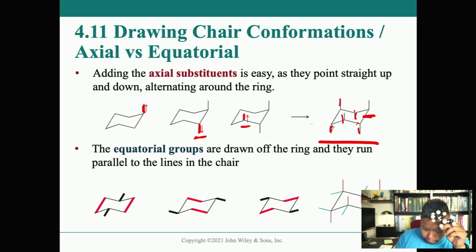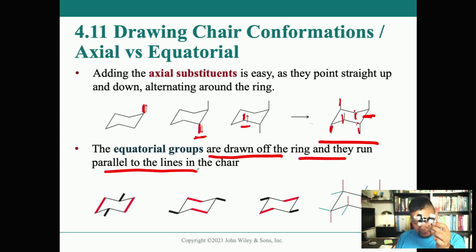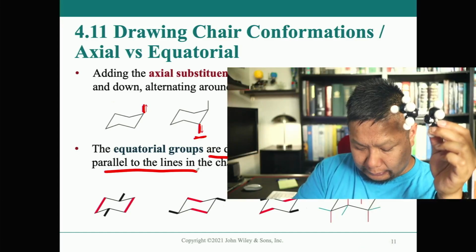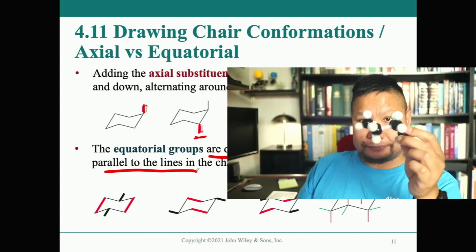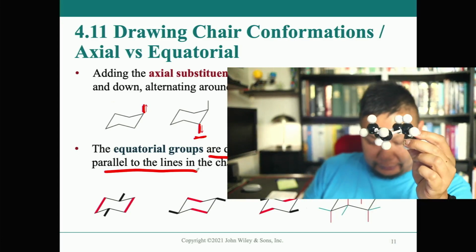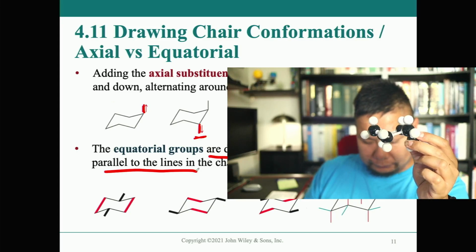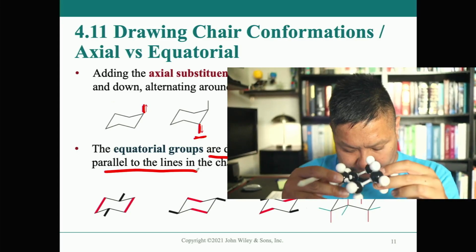Equatorial groups are drawn off the ring and they run parallel to the lines in the chair. Let me actually make myself smaller. Oh, I don't want to make myself smaller because you need to see that. Maybe I should do the half and half screen. Yeah, that's good enough for now. Let's see how they have this drawn.